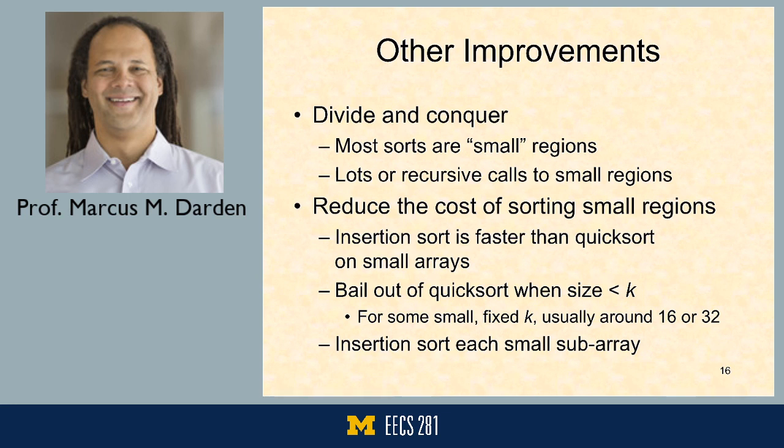So we could bail out somewhere around 16 or 32. I think that the way that the G++ STL does it, if it's less than 16, it dives in and does a different sort there, right? It's going to insertion sort that thing.